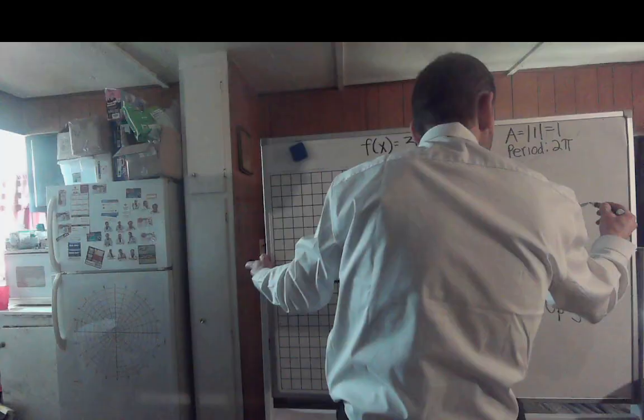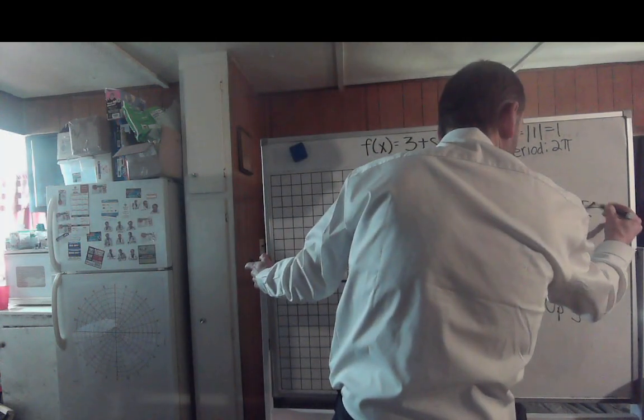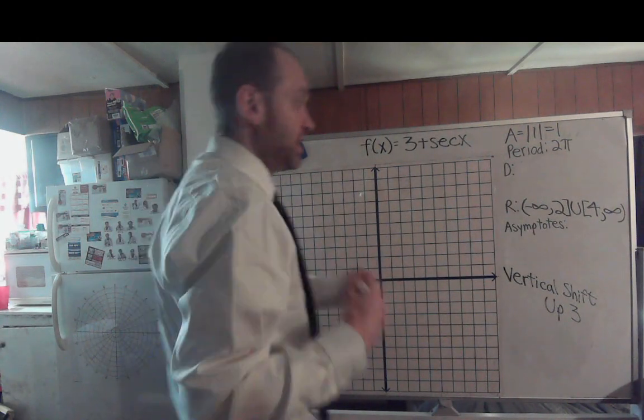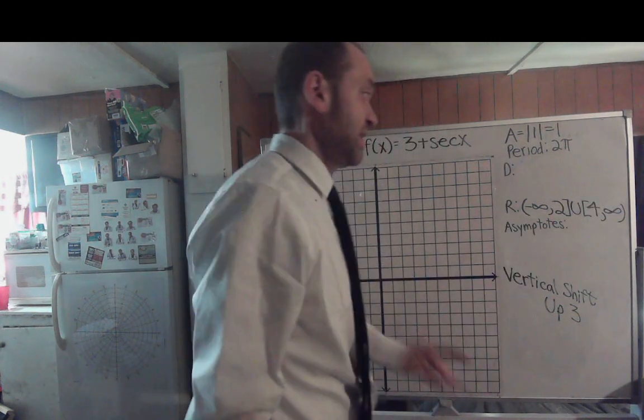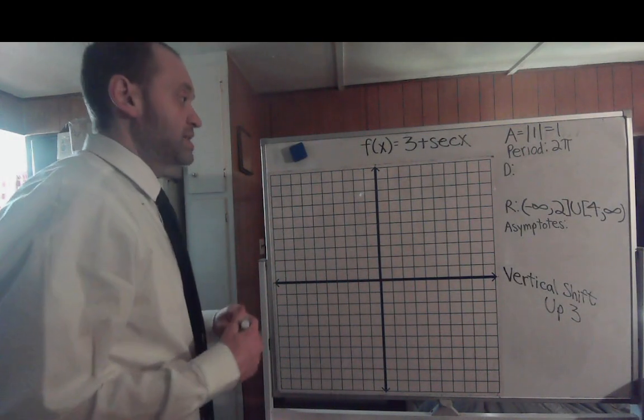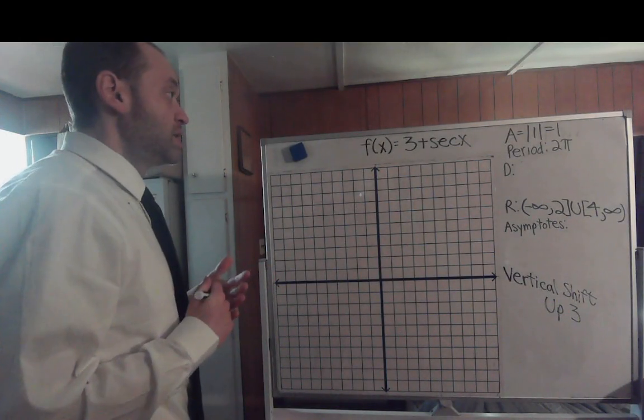And then if you take your positive 1 and add 3 to that, you'll end up getting 4. So this changes your range from negative infinity to positive 2 in union with 4 to infinity. So this is going to change things a bit. Alright, let's look at your domain.